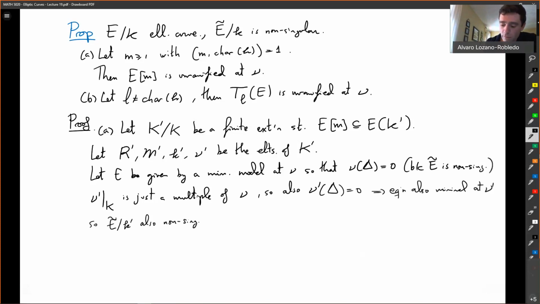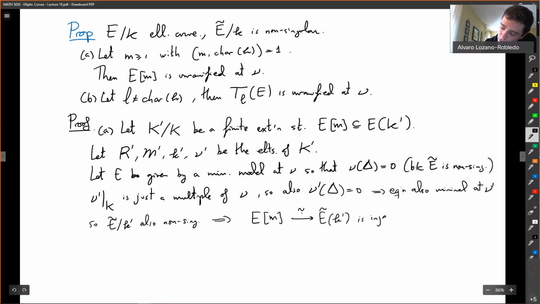Now, by our result before, the m torsion will therefore, when you reduce to the residue field here, be injective. Okay, because m was prime to the characteristic and the reduction is good. So this will inject in there. All right, good.